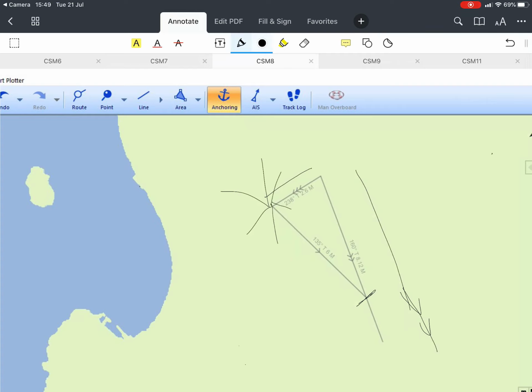If I did nothing for an hour, I would start from here, but I want to cross this line, and I cross this line over here, which then gives me an actual course over ground, so a speed over ground, and I have a 135 course to steer before leeway.